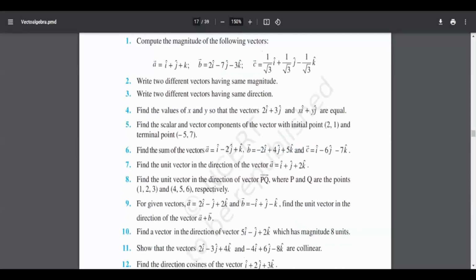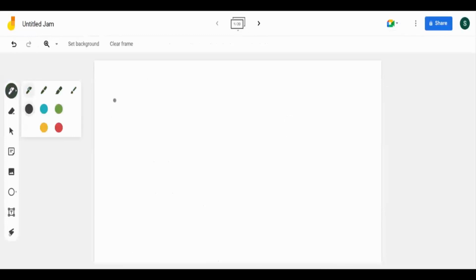So question number 5: find the scalar and vector components of the vector with initial point 2, 1 and terminal point 2, 1, minus 5. Let us take the starting point to be A. The position vector of A is 2, 1, that is 2i plus j.